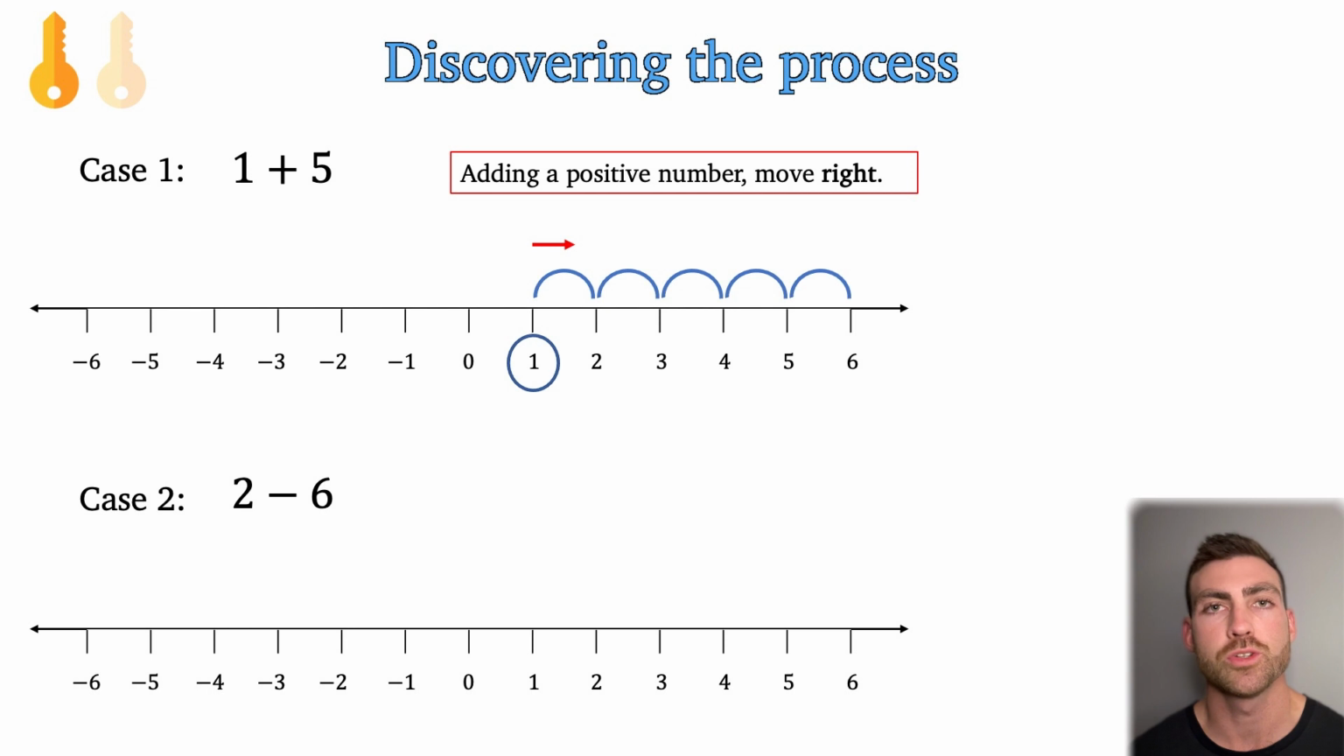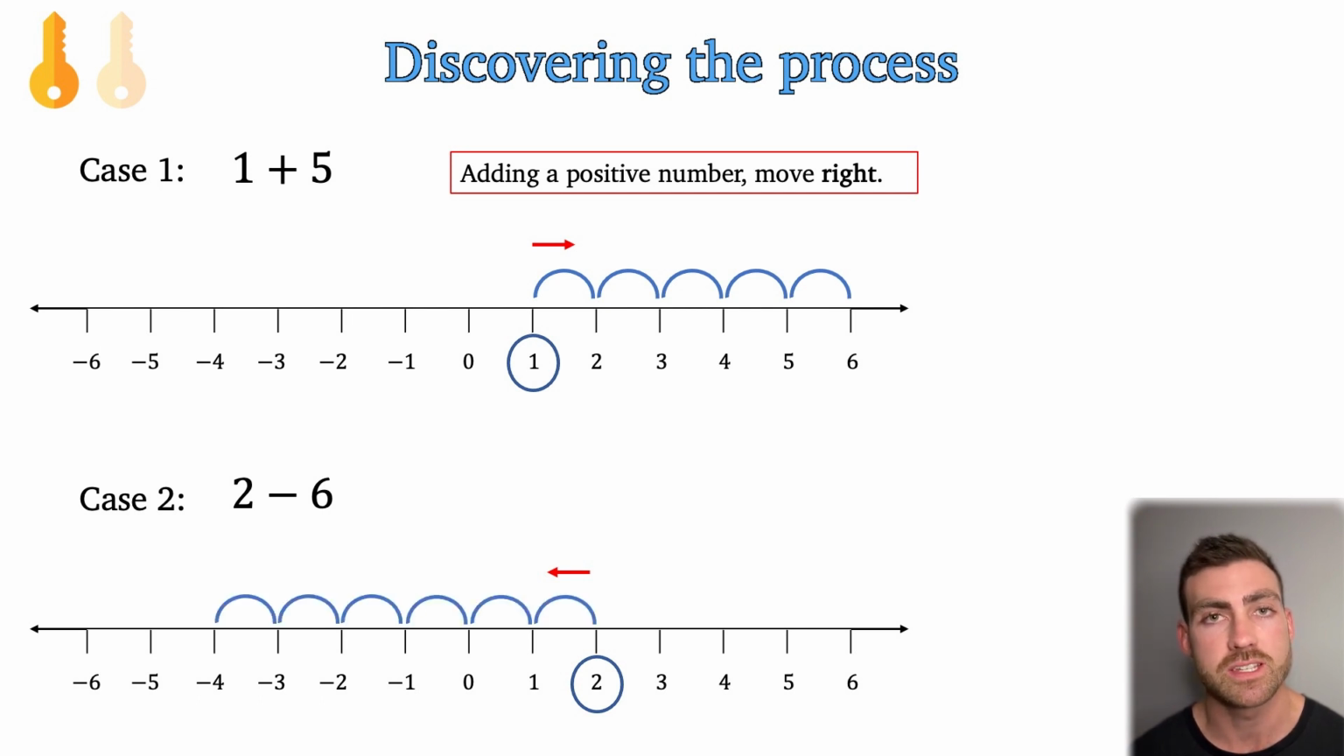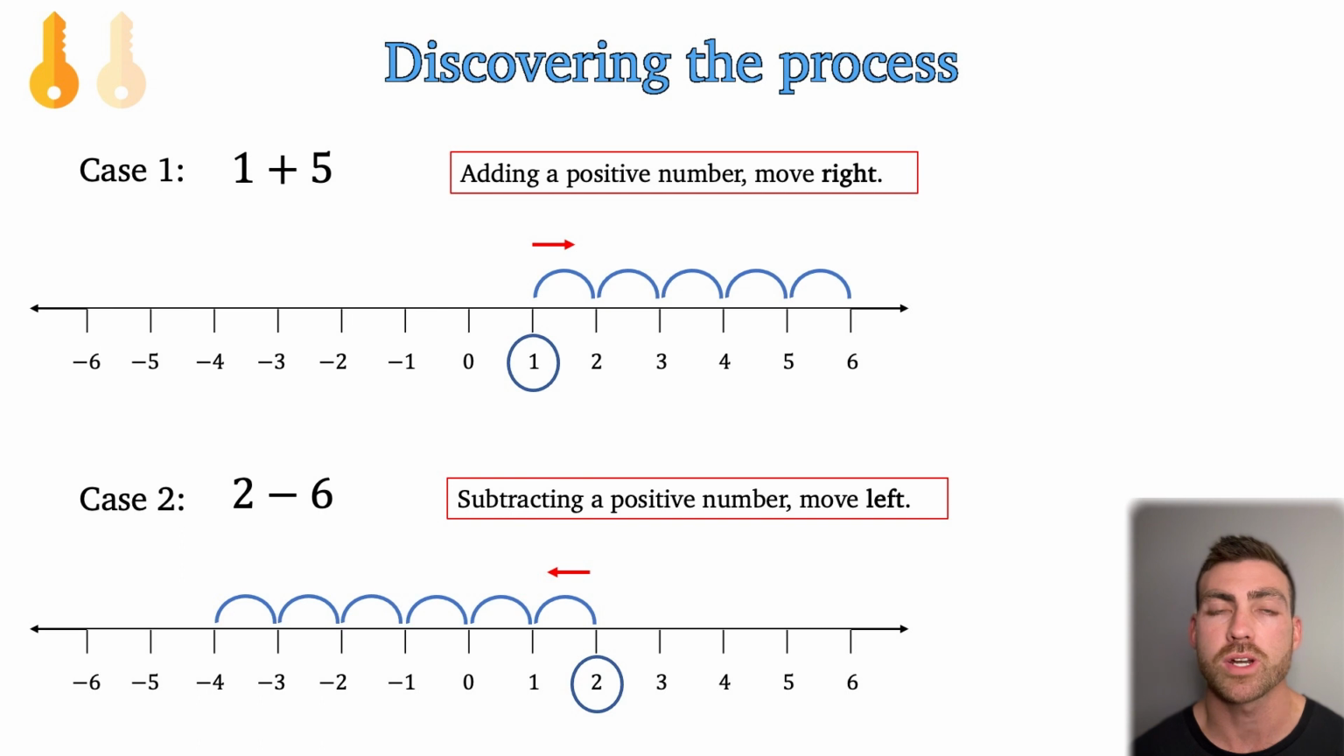Next, let's look at 2 minus 6. The first number tells us where we start on the number line, in this case 2. Then the operation is subtraction, which tells us to move left, landing on negative 4. This is the second case. Subtracting a positive number, move left.